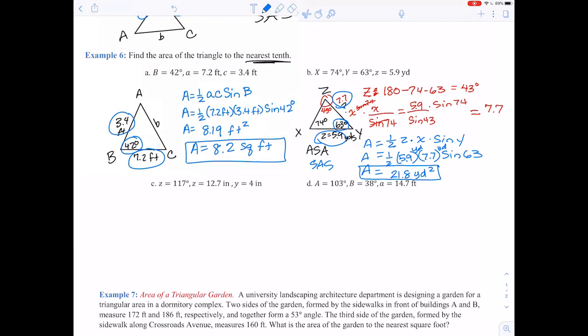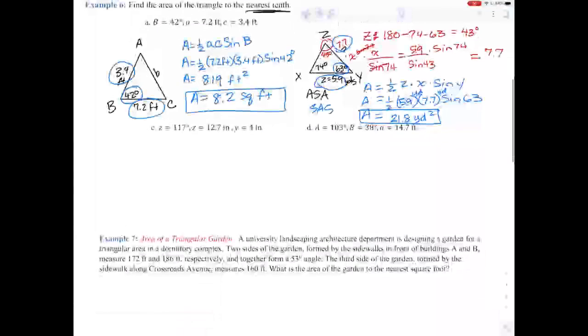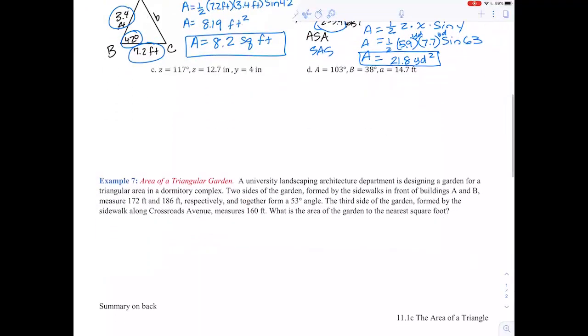So remember, to use this formula, you have to have side, angle, side, and when you're not presented with side, angle, side, you have to do what you can using your angle sum theorem and the law of sines to help you get to the information side, angle, side, so you can use the formula. Let's take a look at C.